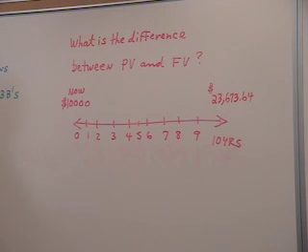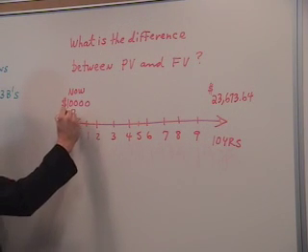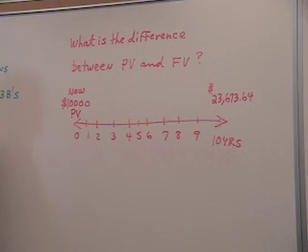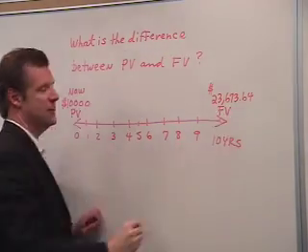When you talk about present value and future value, maybe you've had them in accounting or finance. The idea is present value is what you have at this moment. Future value is what you have in the future, as you might guess.